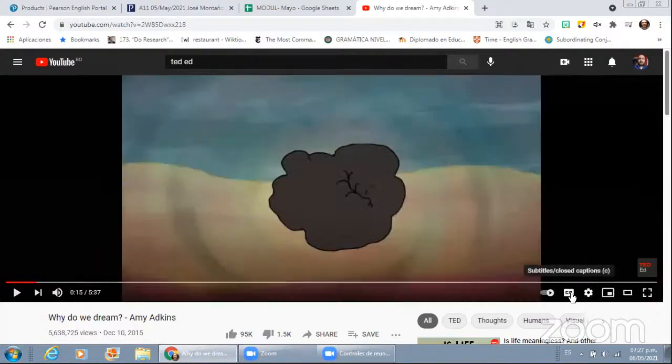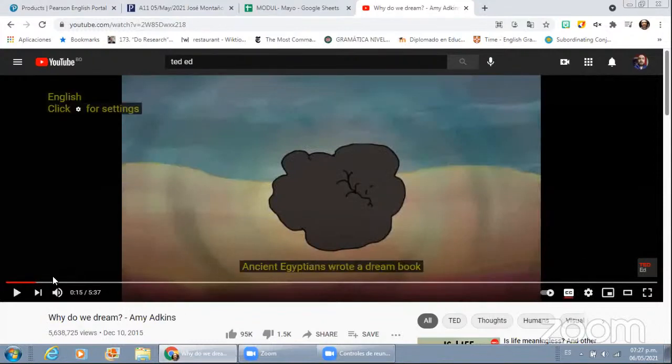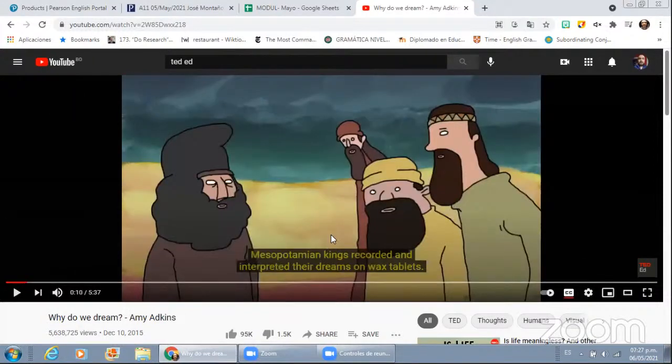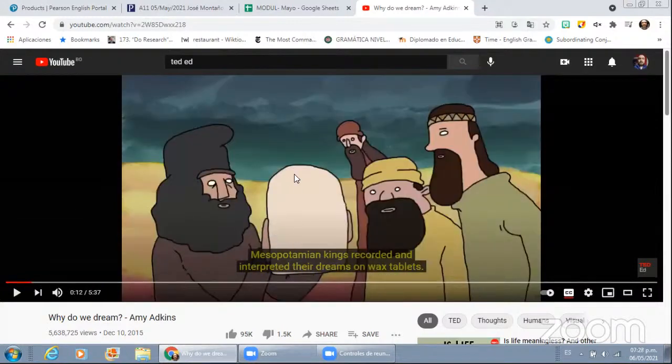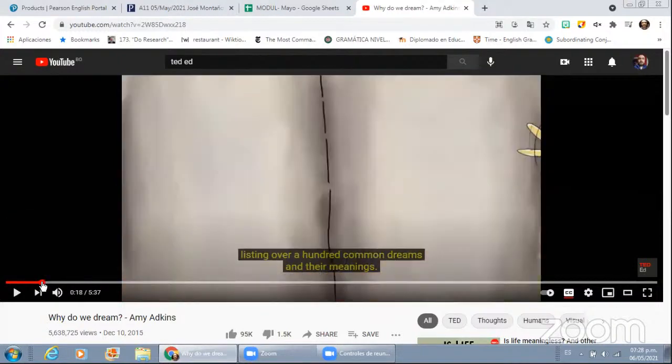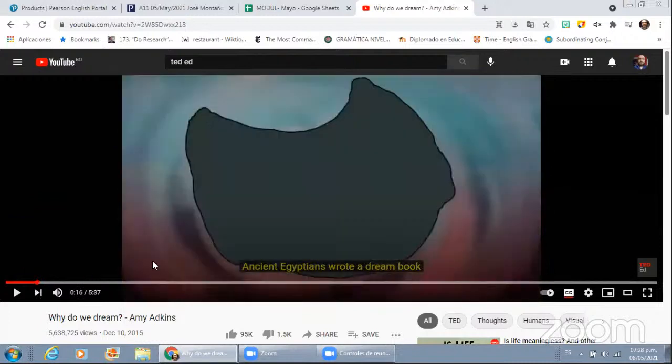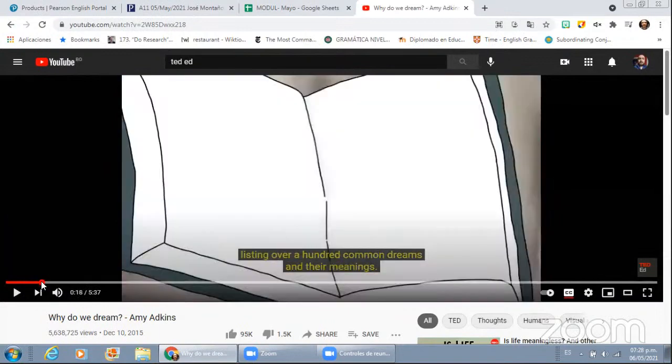Good. I'm going to show you now the captions to be sure that we have all the vocabulary we need. First, look, the first people were some Mesopotamian kings who recorded and interpreted their dreams on wax tablets. What are wax tablets? These things, right? And then the Egyptians were working on a book, and this book contained some common dreams and their meanings.